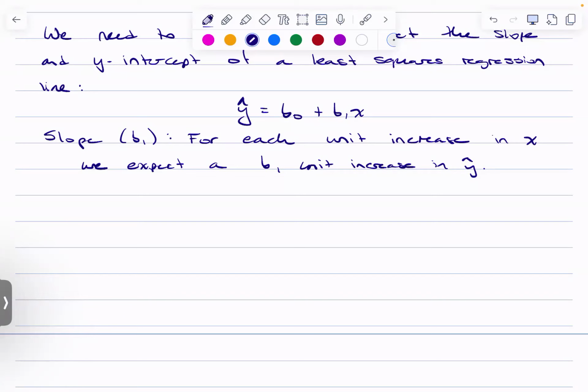Okay, let me see here. No, not yet. Don't get carried away. So, bare bones, this is the interpretation of the slope. And so for each unit increase in x, we expect to see a b1 unit increase in y hat.